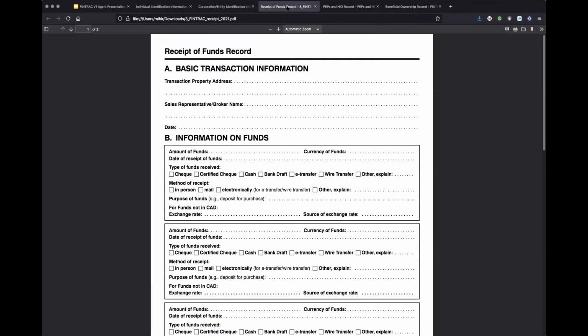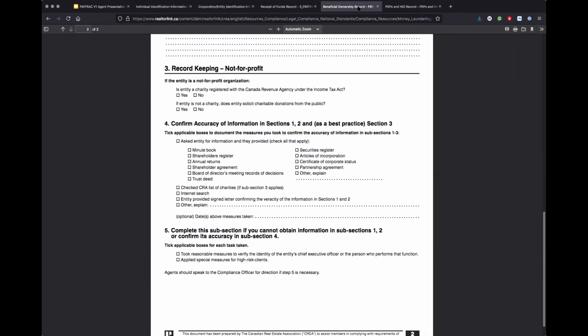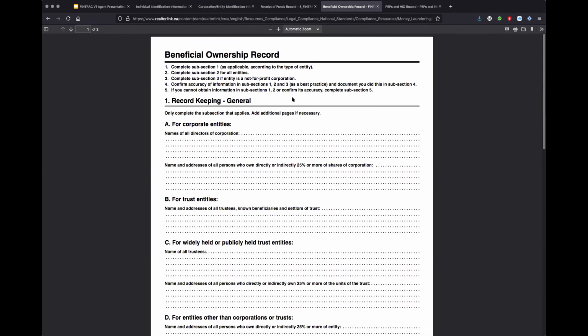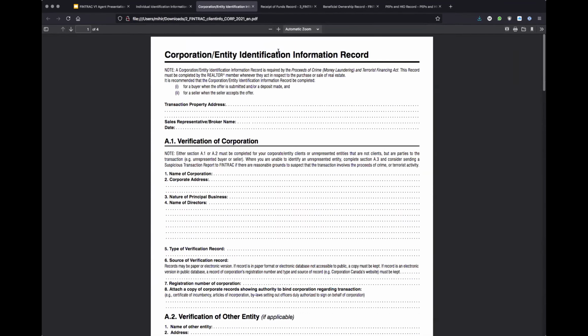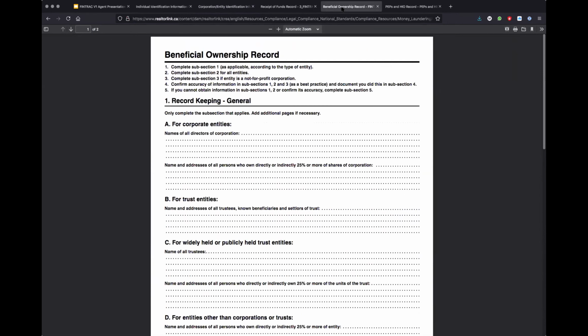Now, as of June 1st, there are 2 new forms that you need to be aware of. The beneficial ownership record, which applies when you are doing a corporate entity identification information record. So if you complete one of these, you are required to complete a beneficial ownership record.